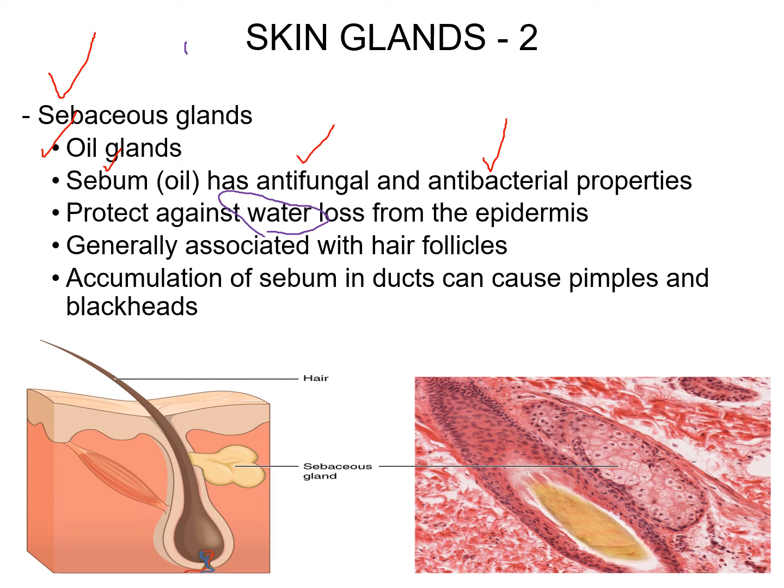And they're generally associated with hair follicles, so what happens is the gland is connected to the follicles. You can look at the pictures both on the left and right. Here is the oil gland, and it literally just secretes the oil on to the hair follicle. And then it just kind of works its way up onto the hair and then onto the skin.